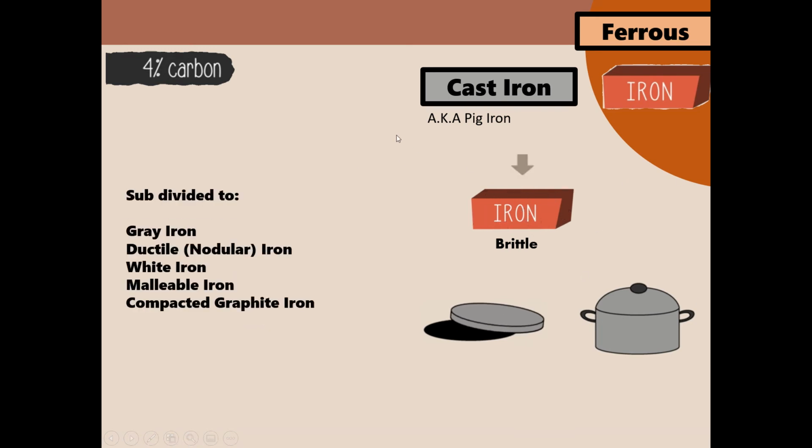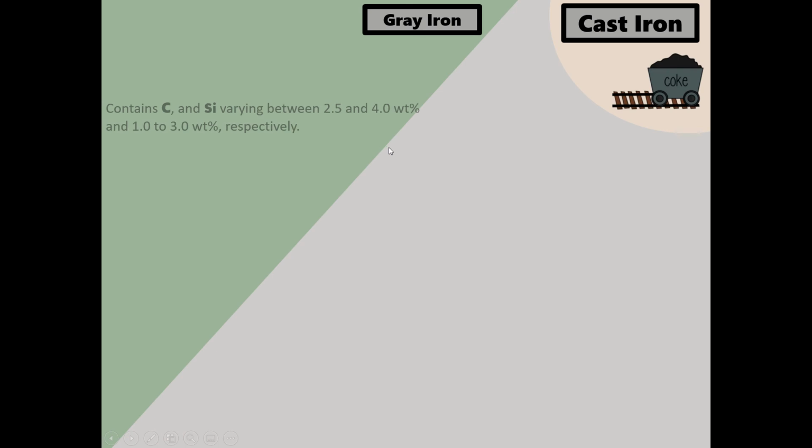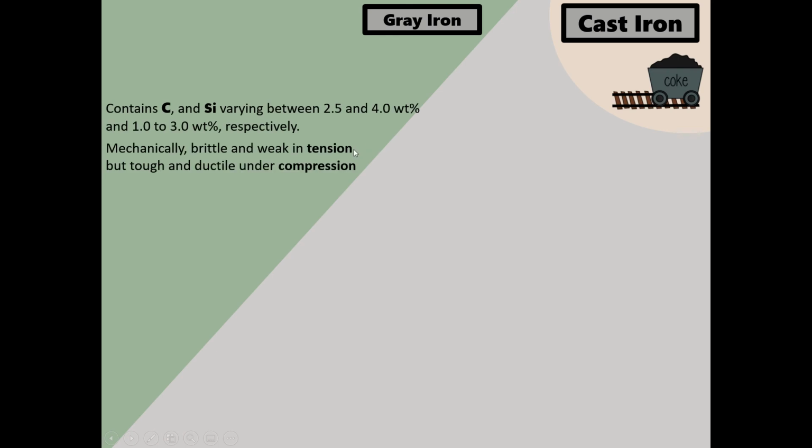So cast iron is subdivided into many other types. We have gray iron, ductile iron, white iron, malleable iron, and compacted graphite iron, and we're going to talk about them. So first, we have gray iron. Gray iron contains carbon and silicon varying between 2.5% and 4% weight and 1 to 3% respectively. They're mechanically brittle and weak in tension, but they are tough and ductile under compression.